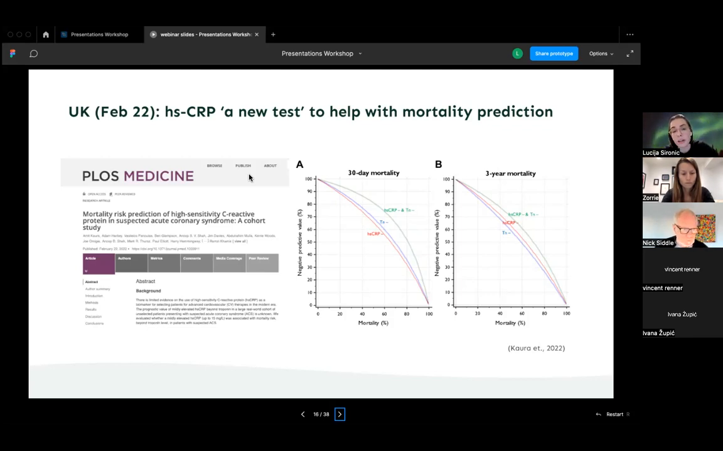Troponin is a protein that is released from the heart tissue once there is damage. In this case, the study looked to combine troponin and high sensitivity CRP. In both instances, looking at 30-day mortality and 3-year mortality, you can see that the prediction model was much better than the model relying on troponin only or high sensitivity CRP only. So now there is a move to try and involve high sensitivity CRP even in secondary prevention of cardiac events.